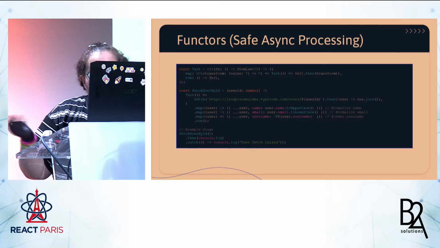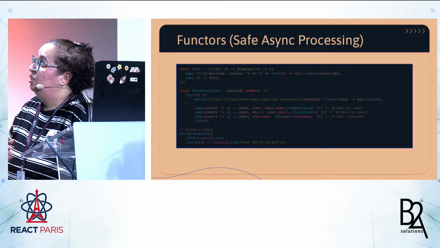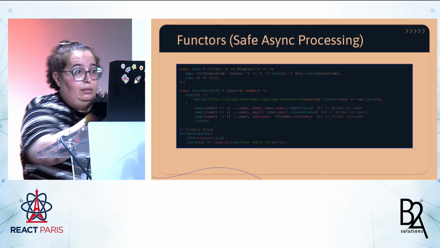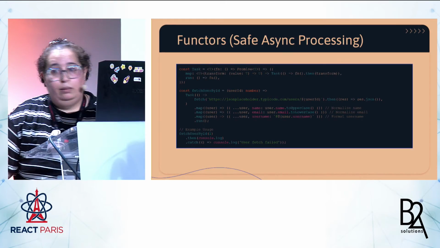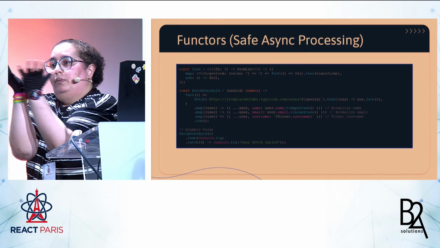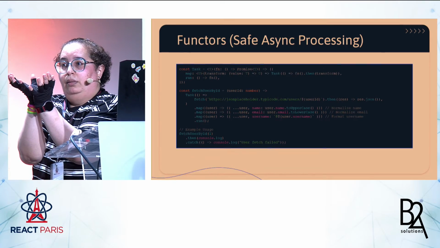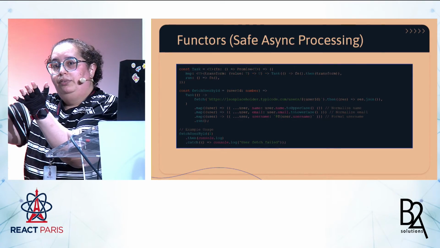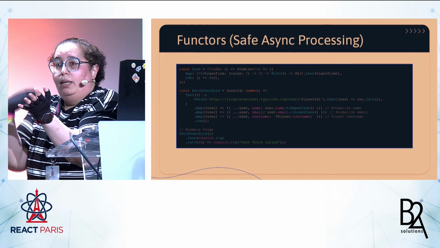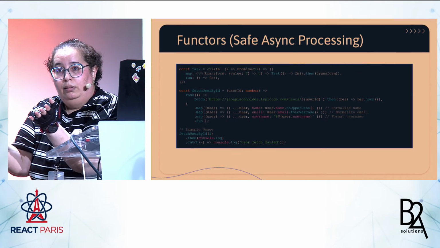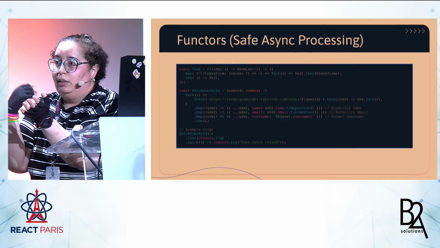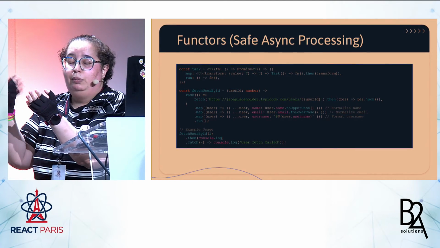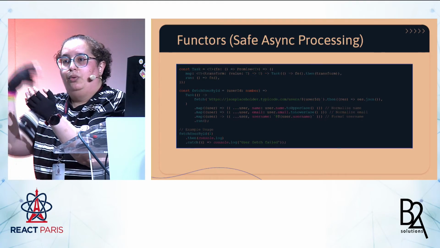I can also make a functor for asynchronous processing. For example, I can create a task that wraps the side effect, and I can chain the different transformations once I have the result. So that helps me and enhances my code, and avoids me having to repeat the error check each time.